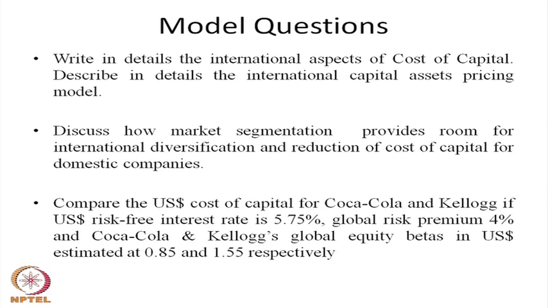And I have given a small problem to you: compare the US dollar cost of capital for Coca-Cola and Kellogg. The risk free interest rate is 5.75%, the global risk premium is 4%, and the global equity betas in US dollar for Coca-Cola and Kellogg are 0.85 and 1.55 respectively. You estimate the cost of equity for Coca-Cola and Kellogg separately.